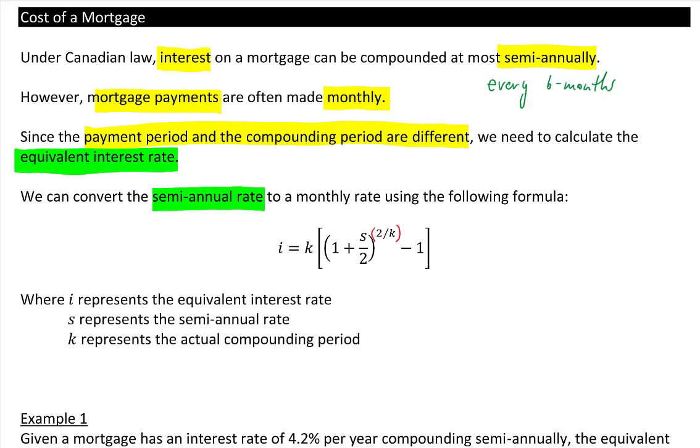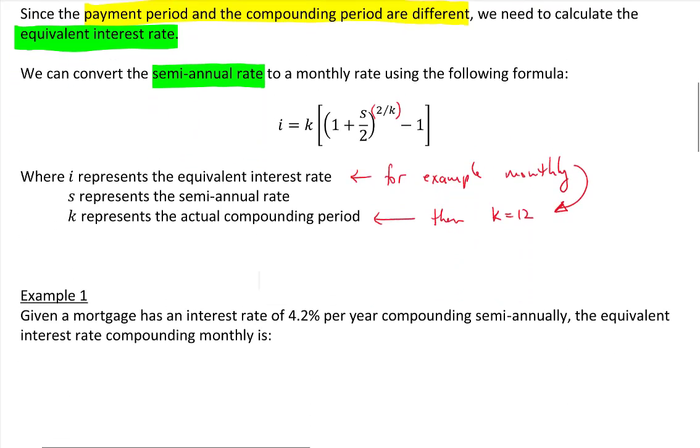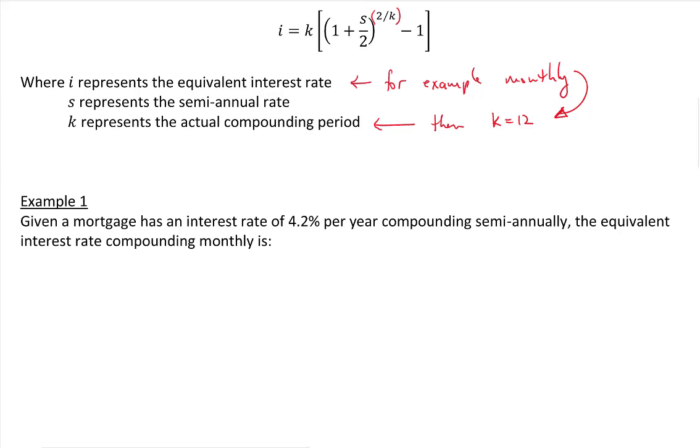And K represents the actual compounding period. So if it's monthly, the K value would be 12. If it's weekly, the K value would be 52. So let's try out this formula.